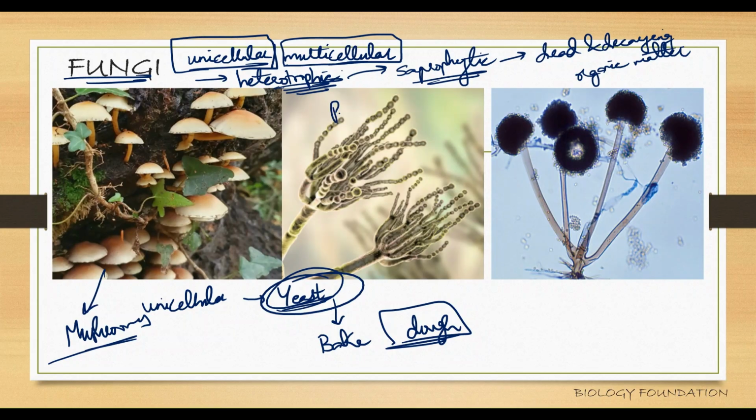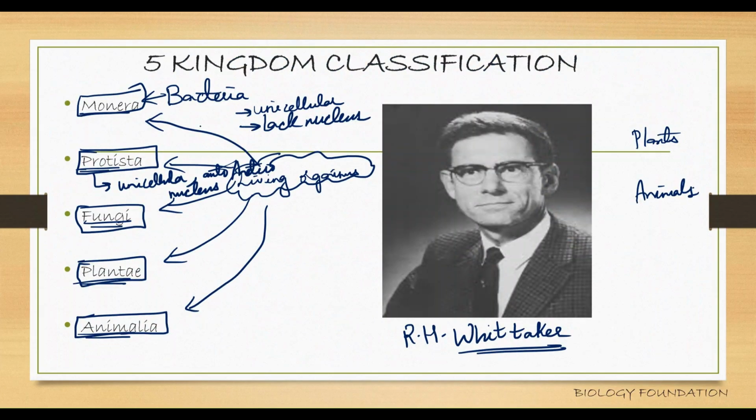Here you have penicillium. It's a fungus from which we get antibiotics. Here you have rhizopus. It's another fungus. So basically, organisms which are heterotrophic and can be either uni or multicellular are kept under the group fungi. Monera includes all bacteria which are unicellular and lack a nucleus. Protista includes unicellular organisms which have a nucleus and can be autotrophic or heterotrophic. Fungi includes heterotrophic organisms which are either uni or multicellular. The best example of a unicellular fungus is yeast.